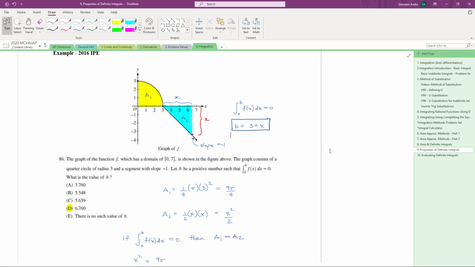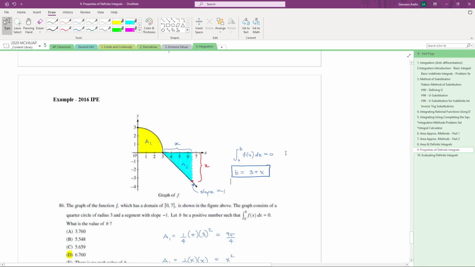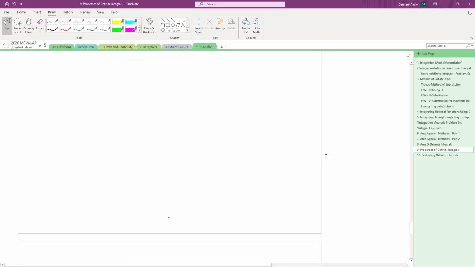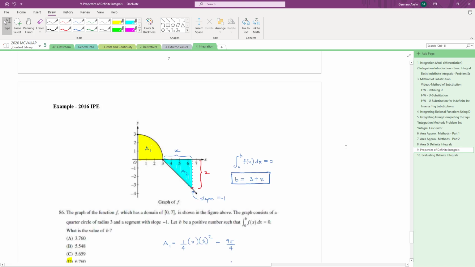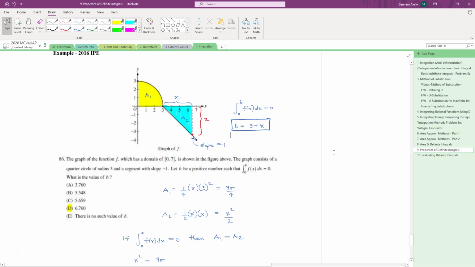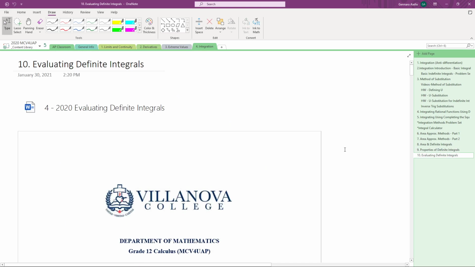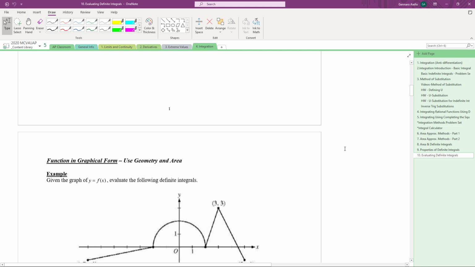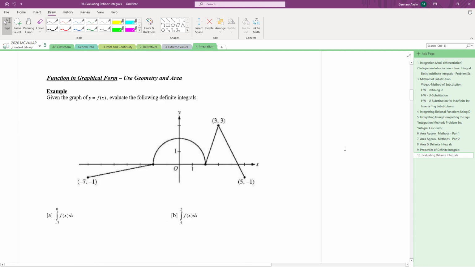And that's all I got for today, folks. Please make sure that you understand all the examples that we've been going through in these notes, in these lessons over the last few classes. Next class, we're going to review all the different ways that we can evaluate definite integrals. So that'll be next class.